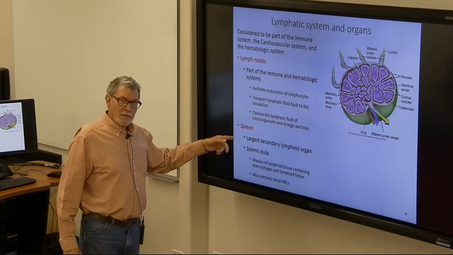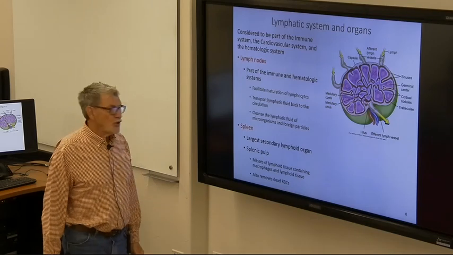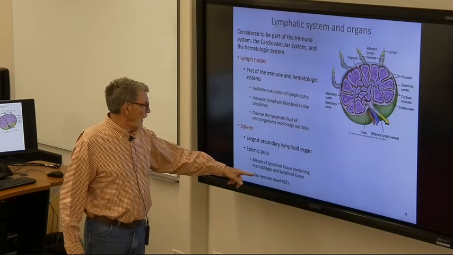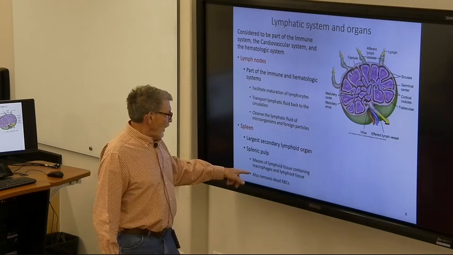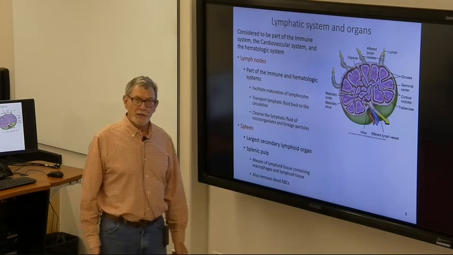The spleen is a large, giant lymph node kind of tissue. It also has the job of removing some dead red blood cells from the circulation.